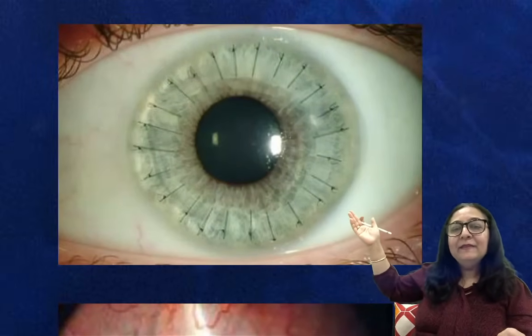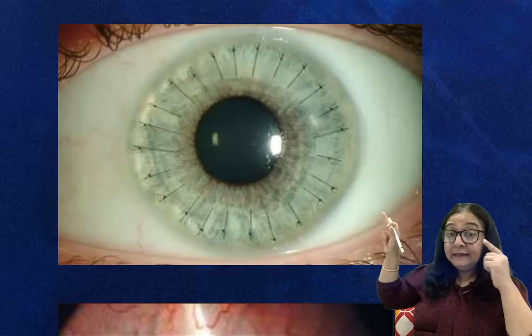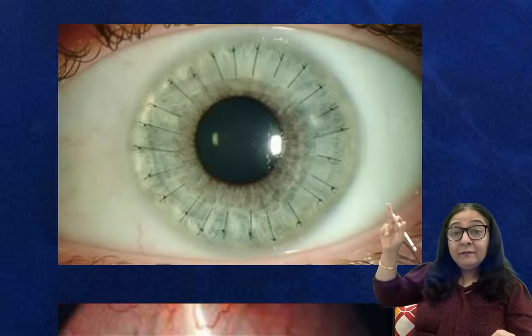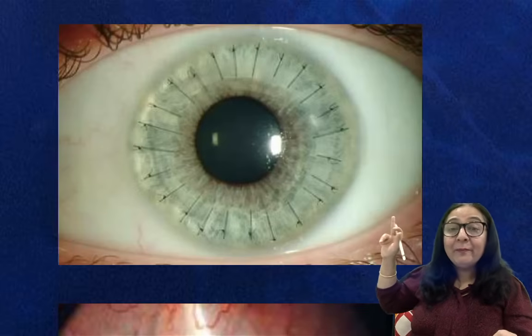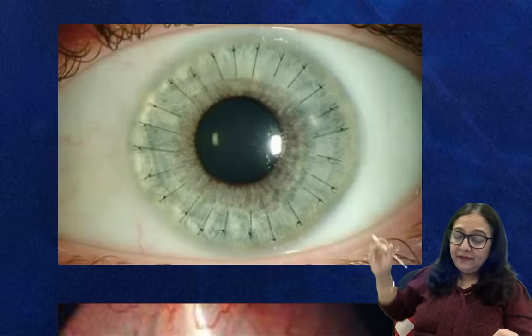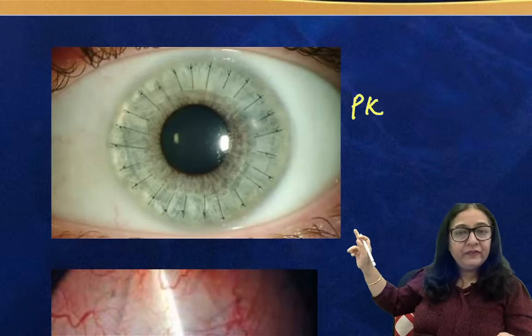So here, as you see, the corneal button is all over. Multiple sutures, 360-degree 10-0 nylon sutures, have been applied. So this is a case of penetrating keratoplasty. This is how the sutures will be applied.